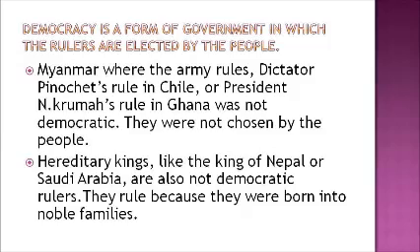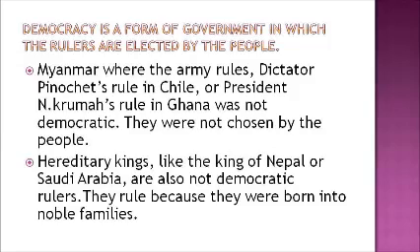Point number 1. Democracy is a form of government in which the rulers are elected by the people. Here we have some examples of countries where the rulers are not elected by the public in general. Either they are army rulers or dictators, which are not a democratic form of government. Second point, in a democracy, final decision making power must rest with those elected by the people.